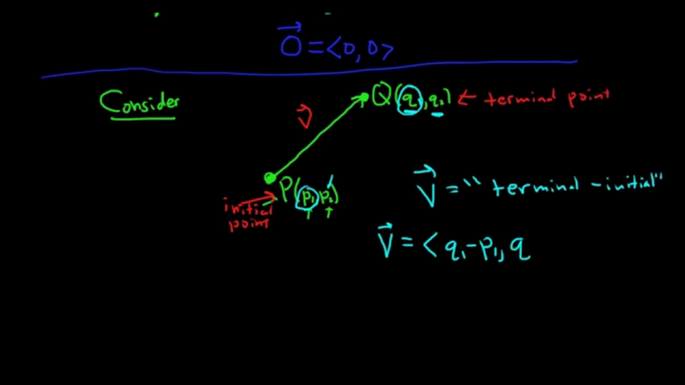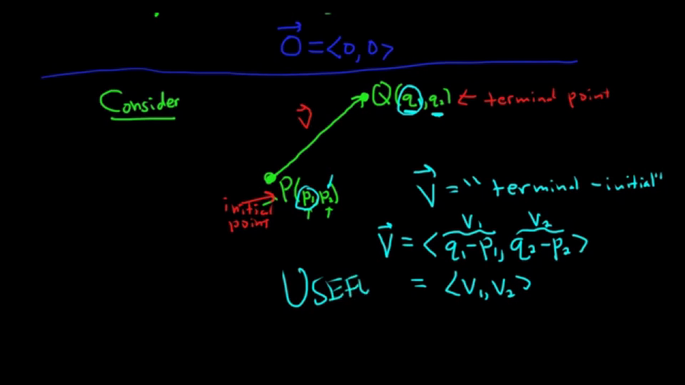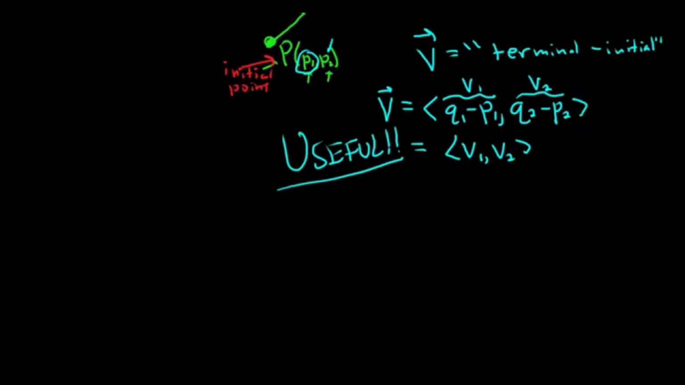You can always do that, so Q2 minus P2, and that gives you your vector, and this is V1 comma V2, so we're saying that this here is V1 and this here is V2. This is super useful. I want to emphasize how useful this thinking is. If you ever have an initial point and a terminal point, it's always terminal minus initial to get the vector.